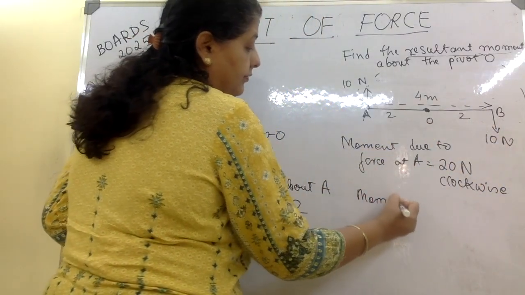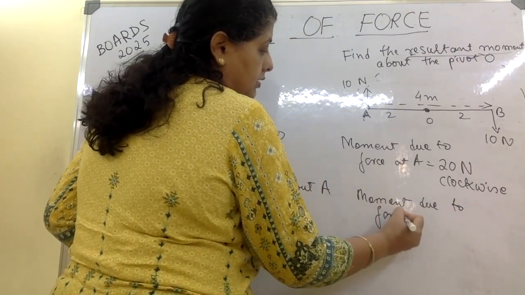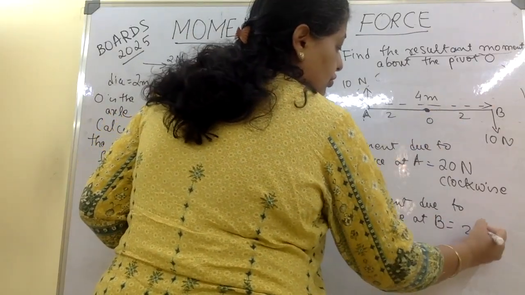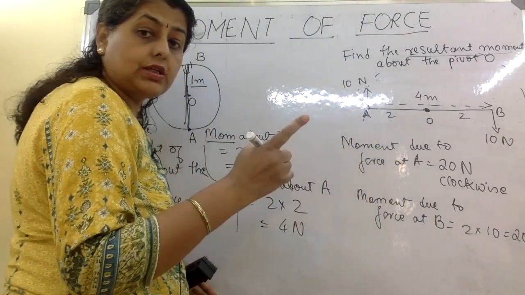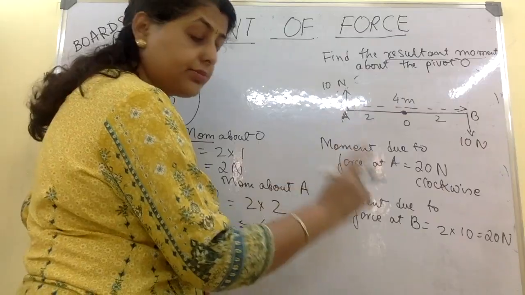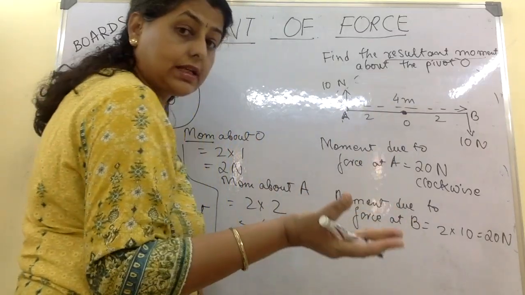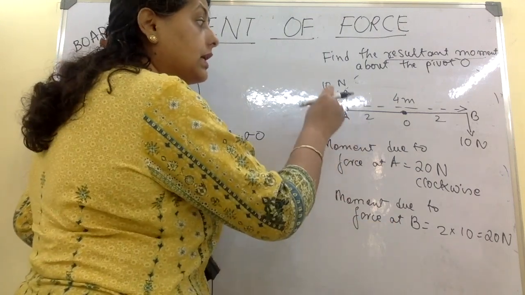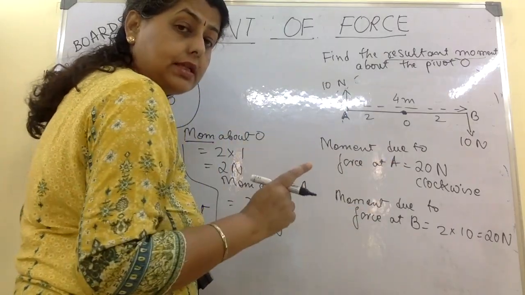Moment due to force at B is again 2 into 10, which is 20 Newton meter. Now let me quickly talk about the direction, clockwise or anticlockwise. Why I took up this question is that the moment people see this is clockwise, they make that anticlockwise. That's the big mistake they make.